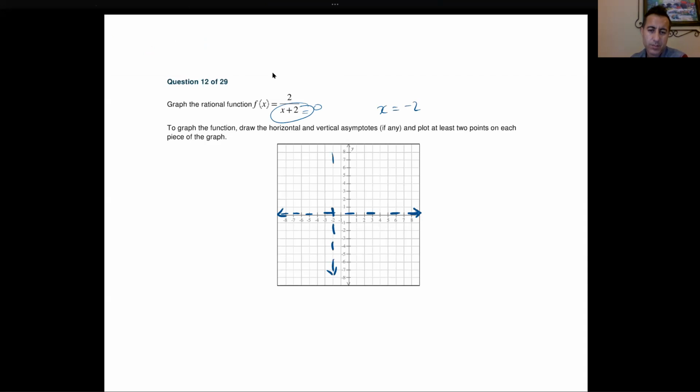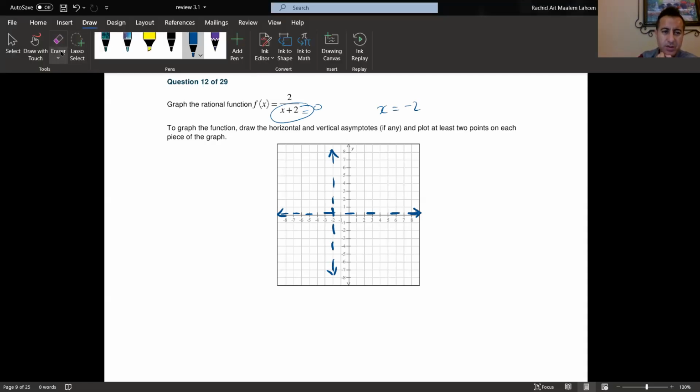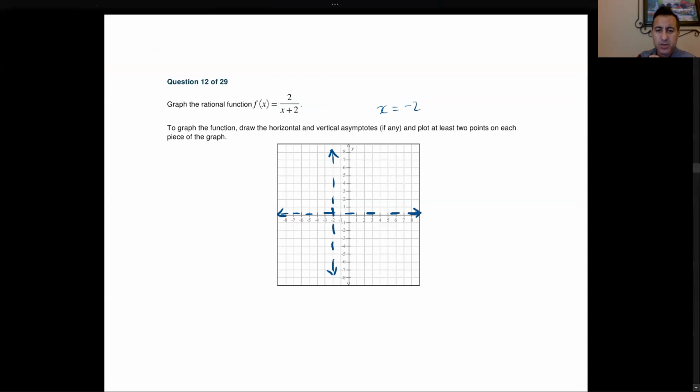Okay. Does it have a slant? No, because if it has a horizontal, it's not going to have a slant, right? It won't have both a horizontal and a slant, because for the slant, it needs this to be x squared. And if this is x squared, then it's not going to have a horizontal.